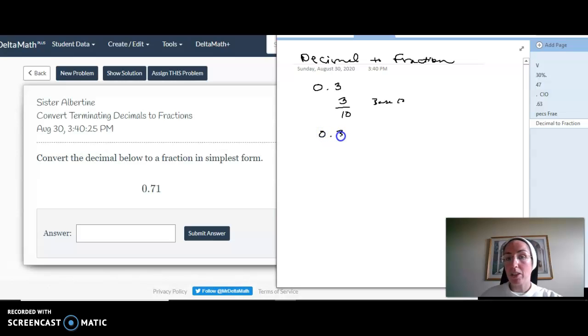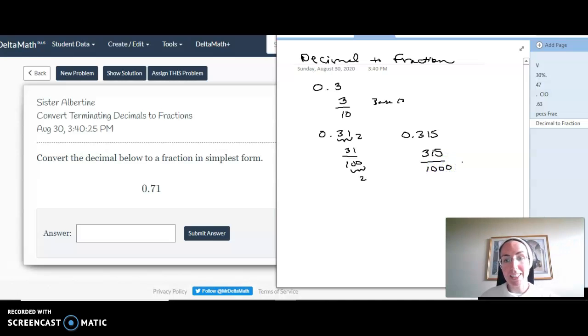If I have 0.31, I now have two digits. So that's not 31 over 10, that's 31 over 100. The number of zeros I have, 2, corresponds to the number of digits I have here, 2. So what if I had 0.315? Well, that would be 315, not over 100 this time, but over 1,000, because it has 3 digits. And so on. This is all if the number isn't going on forever. This is what the word terminating means. It terminates, it has an end.